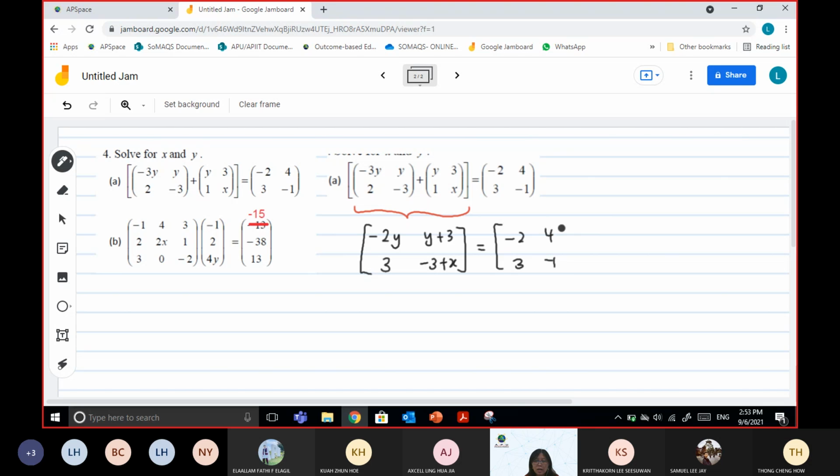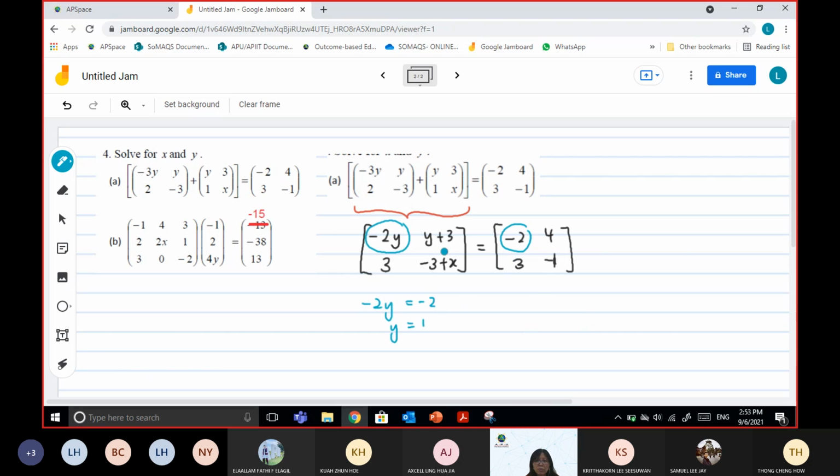So now this is the question. You try to simplify the one at the left by evaluating the addition. After that, what you need to do is compare the values of the left and the right. Let's say we solve for y first. You have one unknown of y here. So that means negative 2y equals negative 2. So y equals 1.